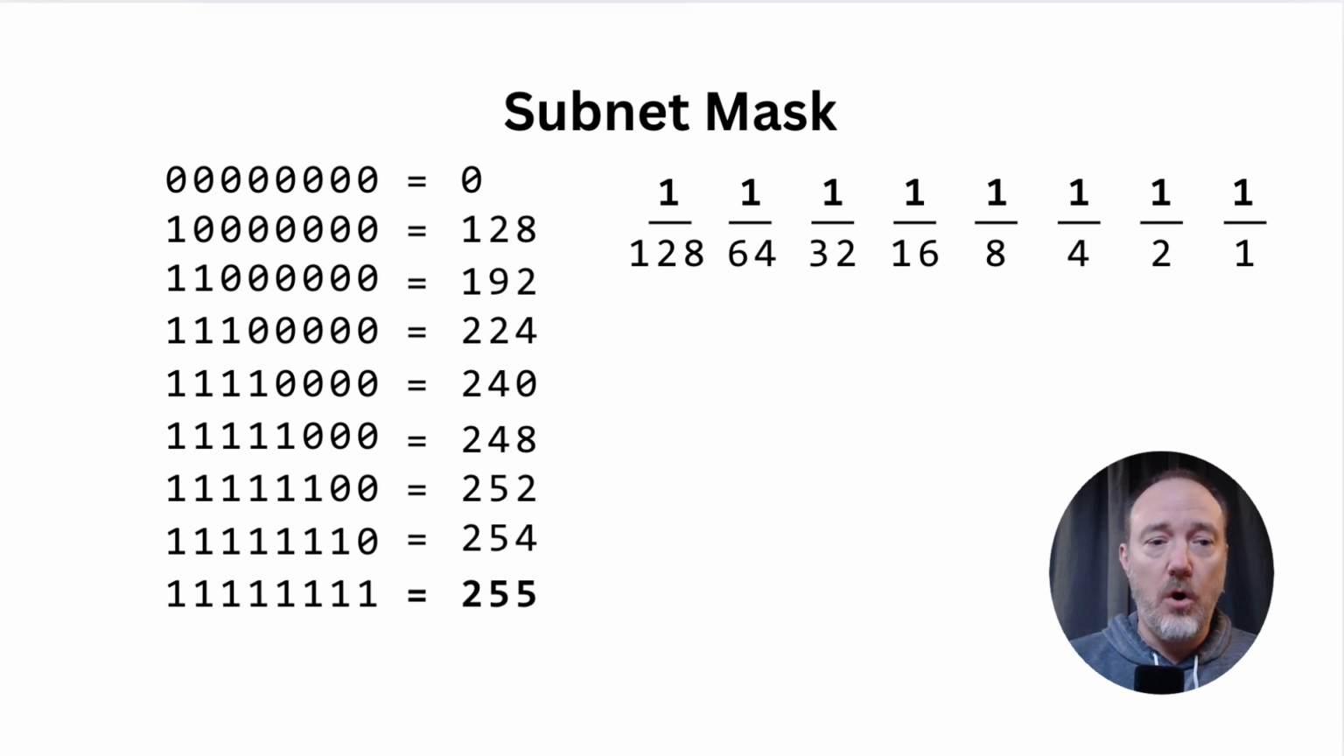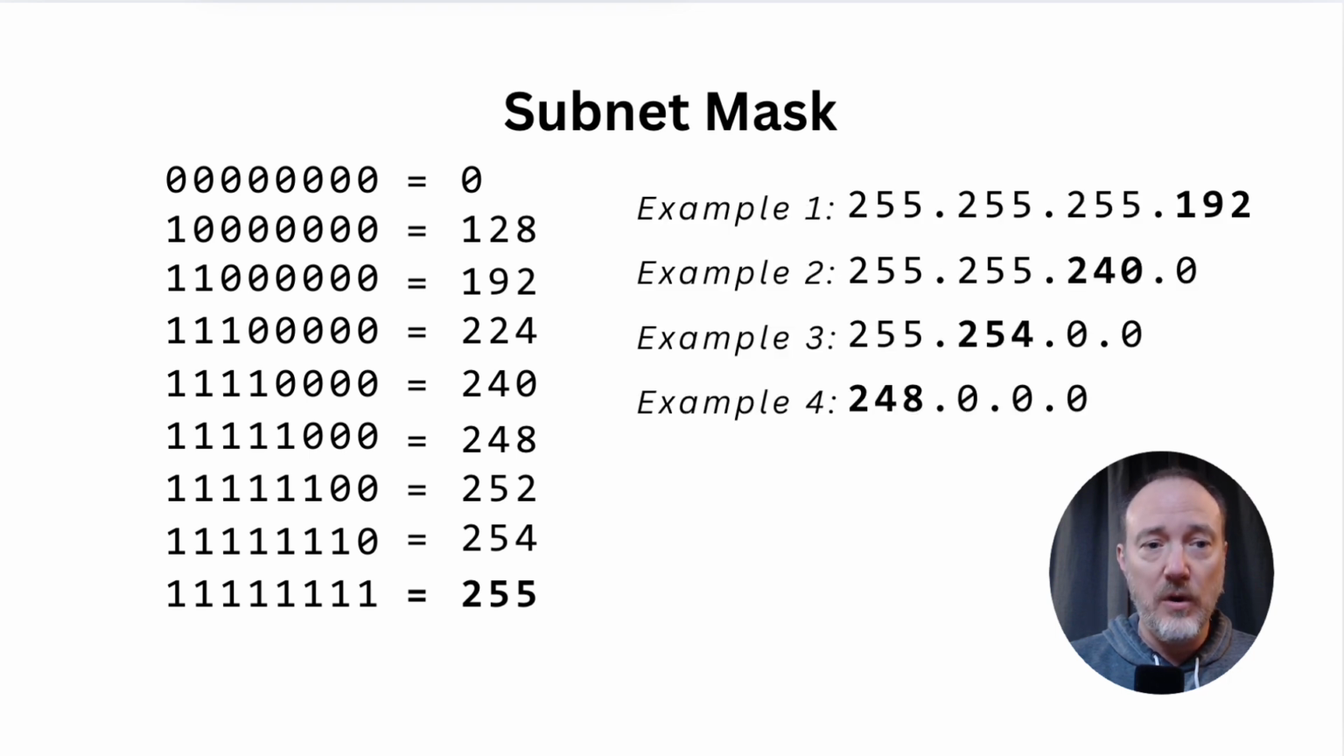So now that we know all possible decimal values that a subnet mask octet could be, remember though that the rule about not having a 1 after a 0 applies to the entire subnet mask and not just to an individual octet. So here's some examples. We need to represent all 32 bits here of the subnet mask. So in example 1, the place where the bits switch from ones to zeros, it happens in that 4th octet.